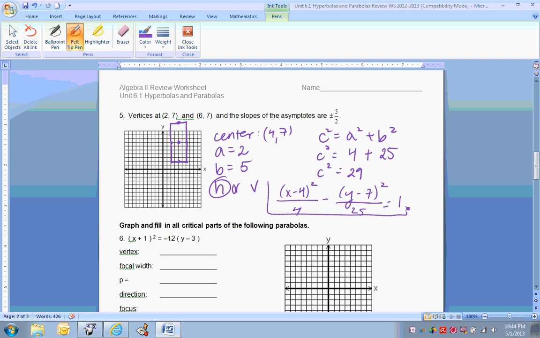So there's my equation. Now if I wanted to finish drawing, the square root of 29 is 5.38. So C has to equal about 5.39. And I can go 5.39 to the right and to the left of my center. And then I can go ahead and draw my asymptotes, and then my hyperbola.